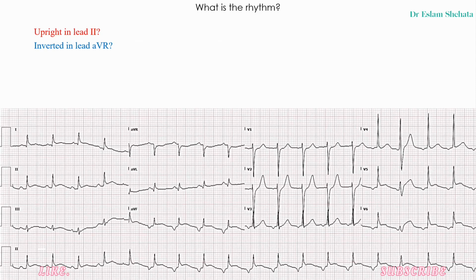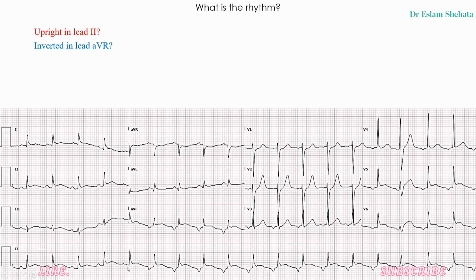What about this ECG? Now, same questions. Are the P waves upright in lead 2? Yes, so far so good. Are the P waves inverted in AVR? No, they're not. Now, this highlights the importance of checking that each P wave looks the same, because if you look across the rhythm strip, you'll see the first 4, they look about normal, but then something changes, and from then on, every P wave is inverted.